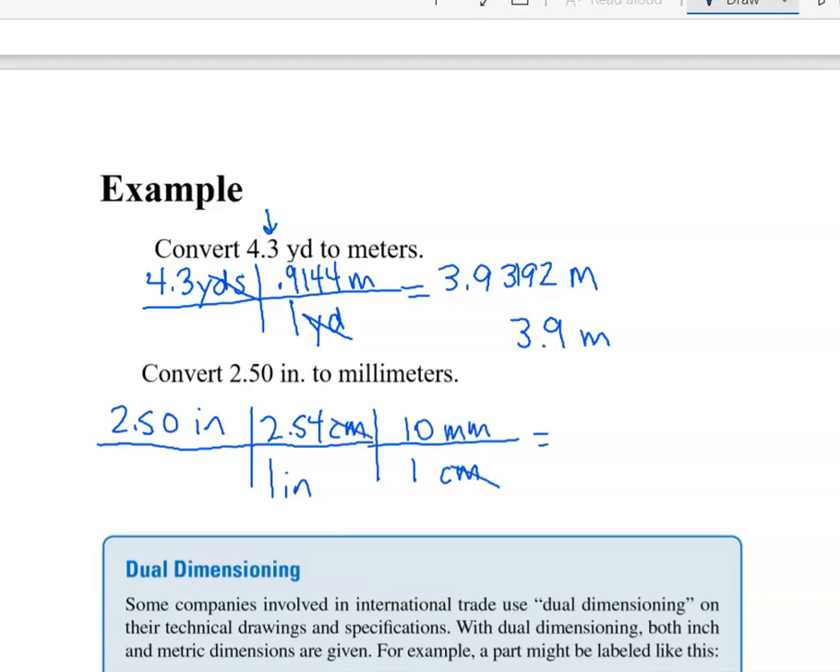So my centimeters are going to cancel out. My inches are going to cancel out. And I'm going to have 2.50 times 2.54 times 10, and that's going to get me 63.5 millimeters.